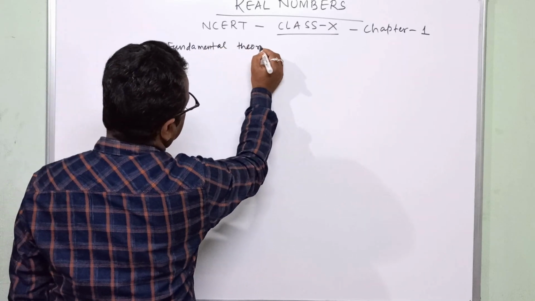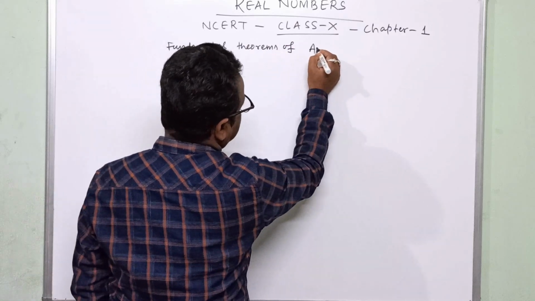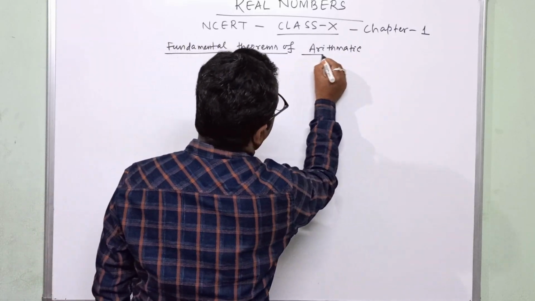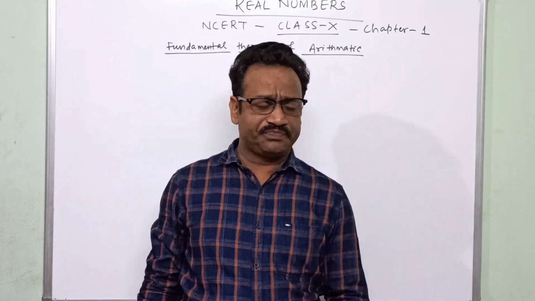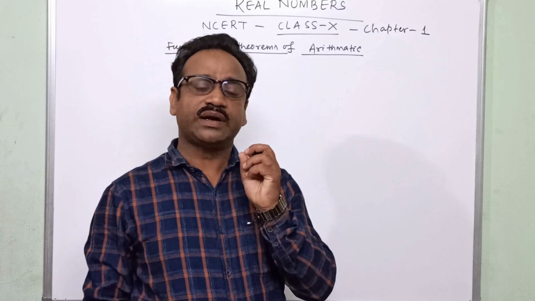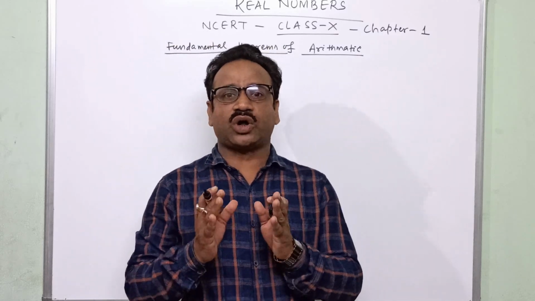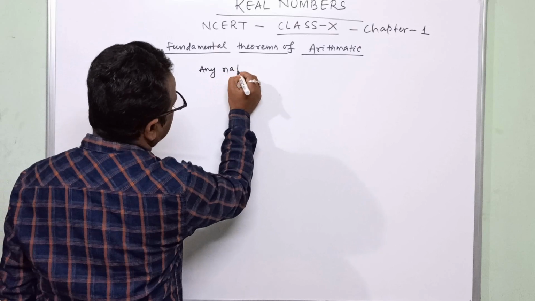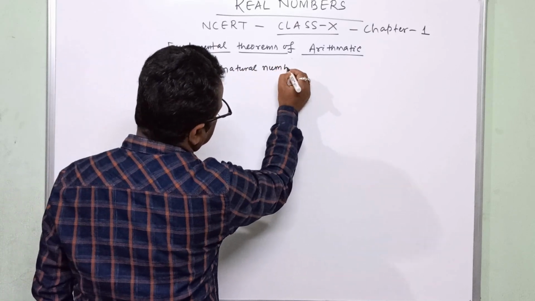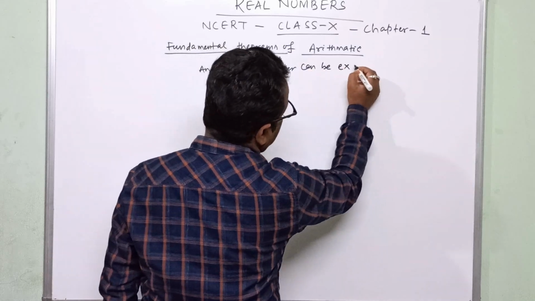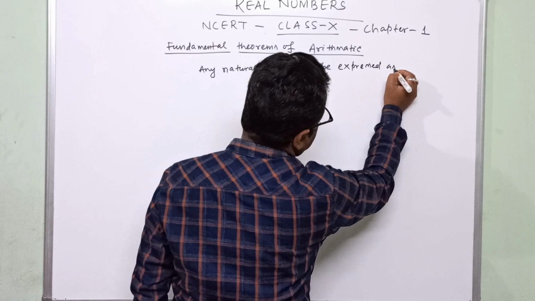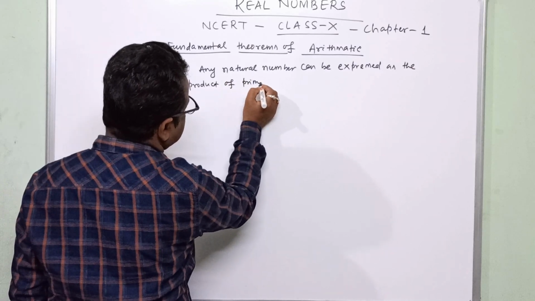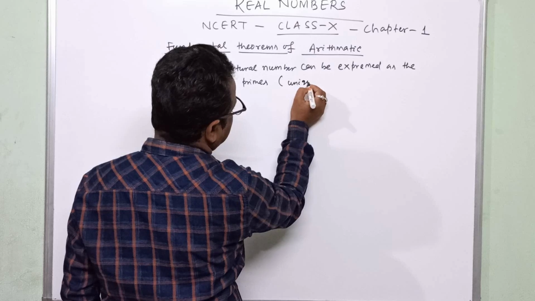Fundamental theorem of arithmetic. So in class 9, you know, any natural number can be expressed as the product of primes. Unique primes. That is unique.